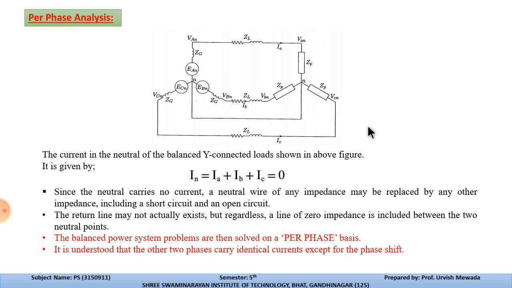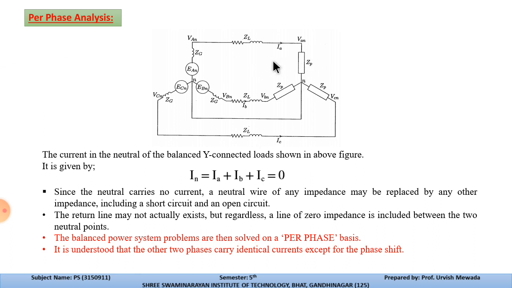So balanced power system problems are solved on a per phase basis, because from this neutral of the star connection we can bifurcate, or separate, each of the phases. Means VAN, VBN and VCN we can calculate separately. All three branches or all three phases we can calculate separately with the help of the star-connected circuit. If we have a delta-connected source, then we need to convert that delta-connected source, or delta-connected load, into the star-connected load.